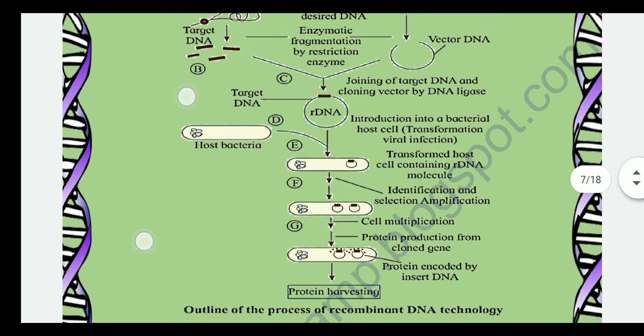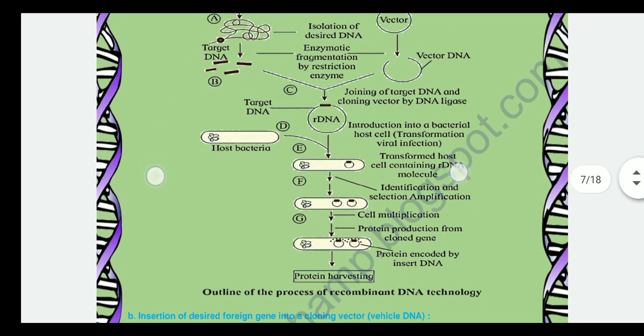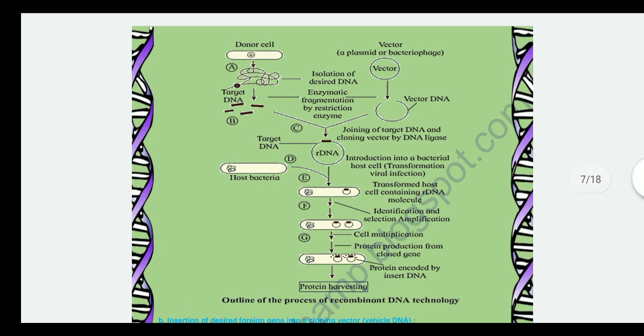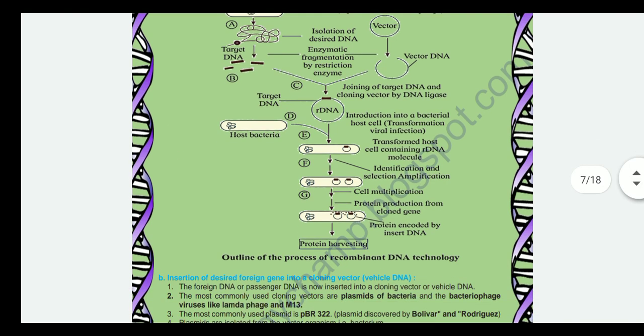Here in this diagram we can check. In spot A, the donor cell gives DNA, which is cut using an enzymatic fragment, which turns into C. After that there is diagram D, rDNA, where vector DNA is selected and sticky ends are joined to the target DNA, the cloning vector, by DNA ligase. Next step, in E, is the introduction into a bacterial host cell, that is transformation or viral infection, where the cell contains the rDNA molecule, followed by identification, selection and amplification.